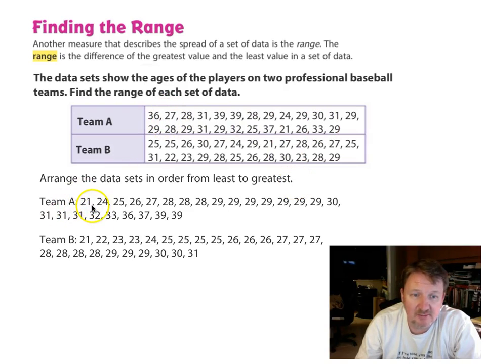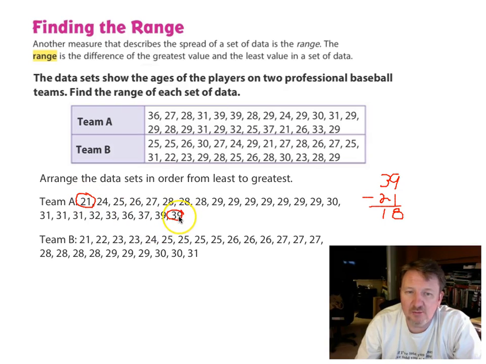So in Team A, the least is 21. Let me scratch that and just circle it. So the lowest age is 21. The greatest age is 39. And then I just subtract 39 minus 21, and I get 18. So there's an 18-year spread between the youngest person on Team A and the oldest person on Team A.